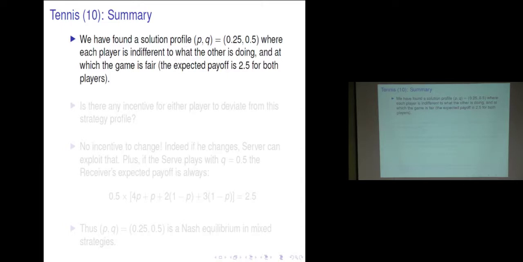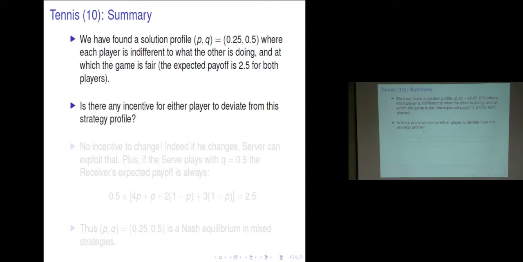Okay, so now let's wrap up the discussion. We have found some special points for player 1 and some special points for player 2. So we have found a solution profile, P and Q: P is 0.25 and Q is 0.5, right? Each player is indifferent to what the other player does, and the game is fair, everybody has the same expected payoff of 2.5.